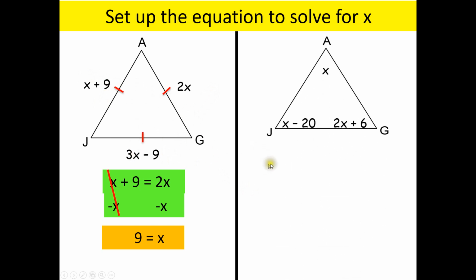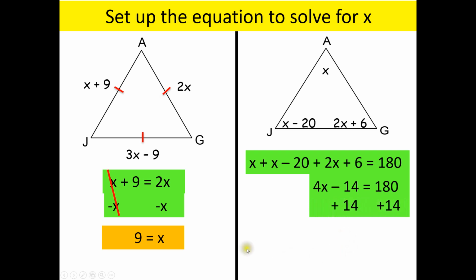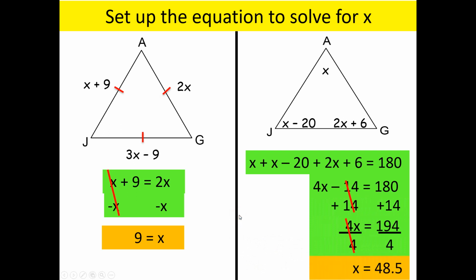Okay, this is the kind where you say the three angles add up to 180. So you say this plus this equals 180, right? And then you combine like terms. 1x and 1x is 2x, plus 2x is 4x, right? Minus 20 plus 6 is minus 14. Then you got to get rid of the minus 14. You got to add 14, right? Cancel. 4x is equal to 194. Divide by 4, and you get 48 and a half.